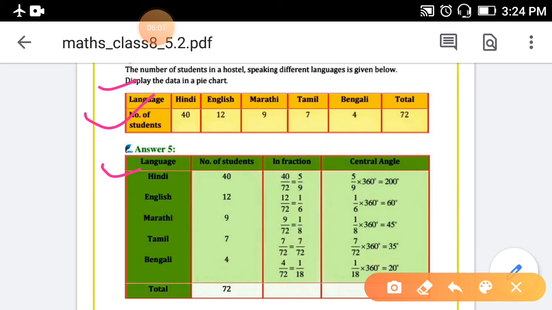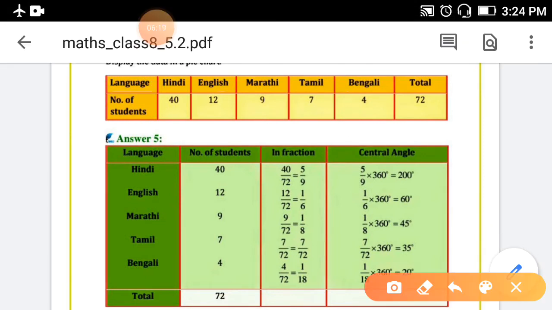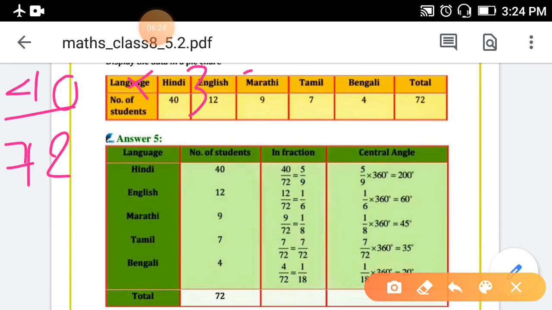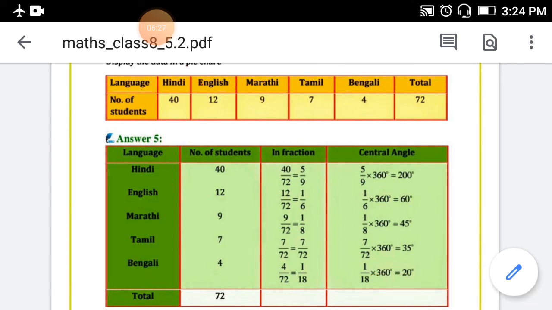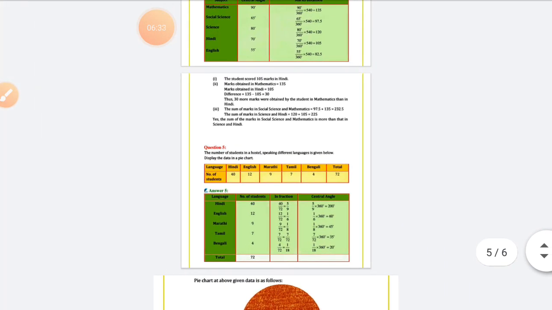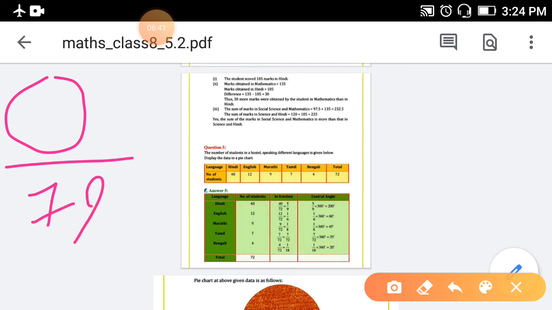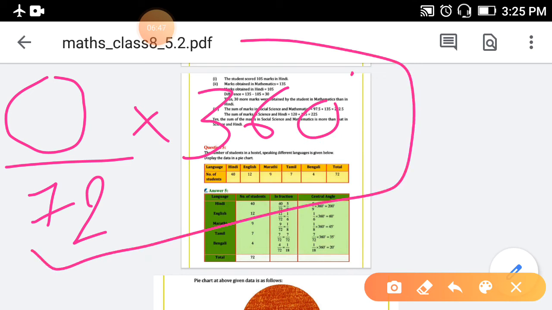Now how to convert Hindi? How many students speak Hindi? 40 out of 72. So 40 divided by 72 into 360. Directly you can write this for all the languages. Solve it. You will get 200. So what is the common formula for all? Let me tell you. Number of students according to the language divided by total students, that is 72, and you have to multiply it by 360. That is common for all the languages.